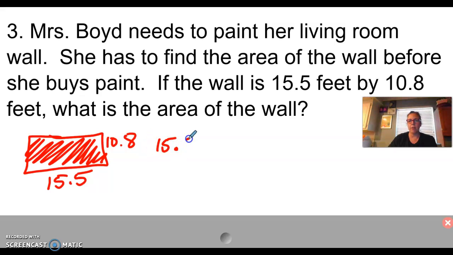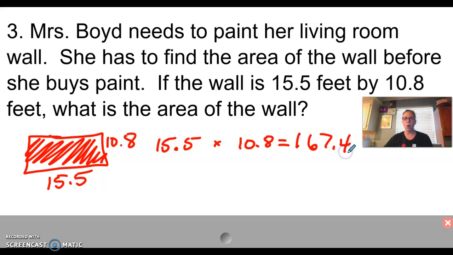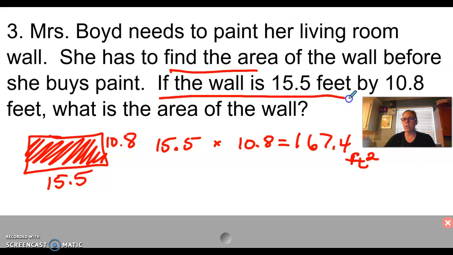And remember in multiplying, it doesn't matter the order. You can put the 10.8 first, doesn't matter. So 15.5, I want you to practice, times 10.8 equals 167.4. What is the area? So this would be feet. If you can't remember, it's feet squared with a little 2 there, feet squared. I forgot to have you guys underline. So you could say find the area, and you could say if the wall's 15.5 feet by 10.8 feet. You could just put that down, okay?